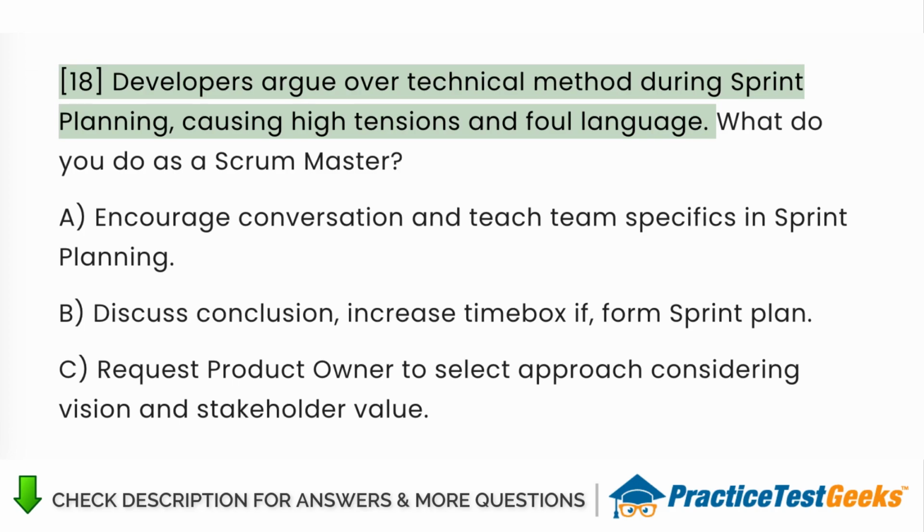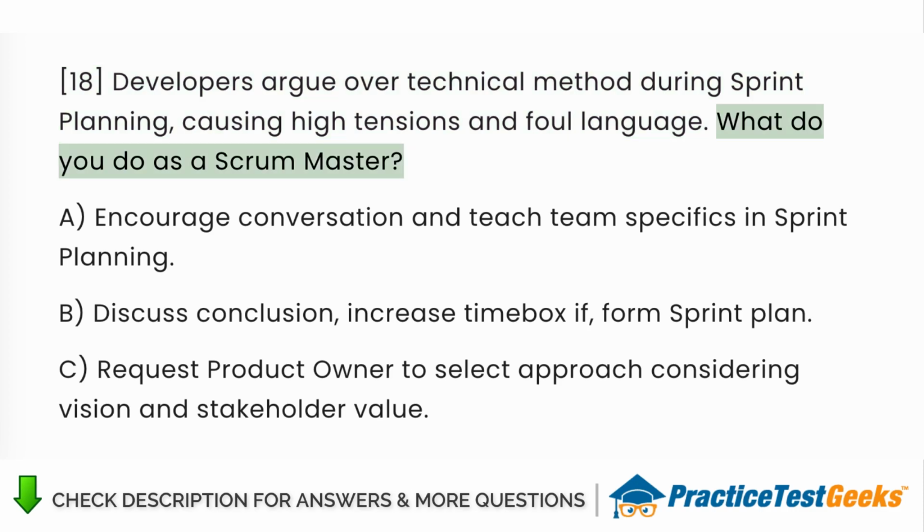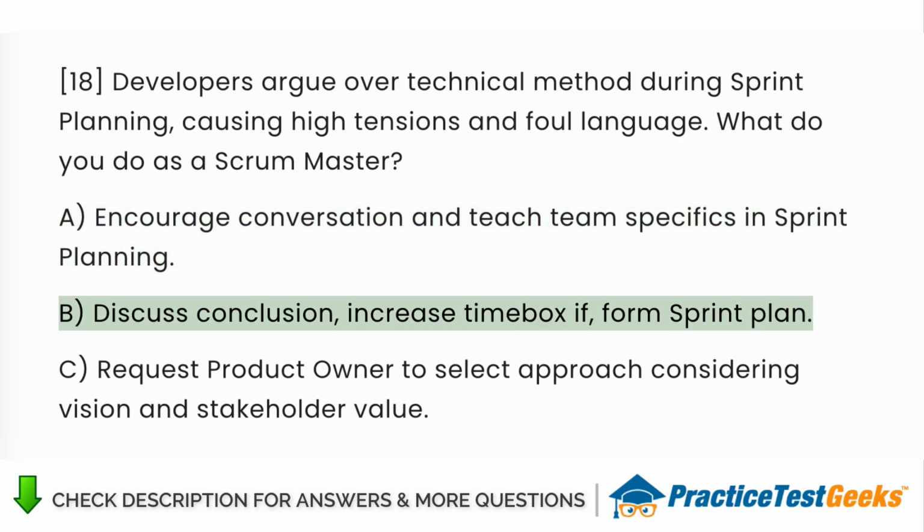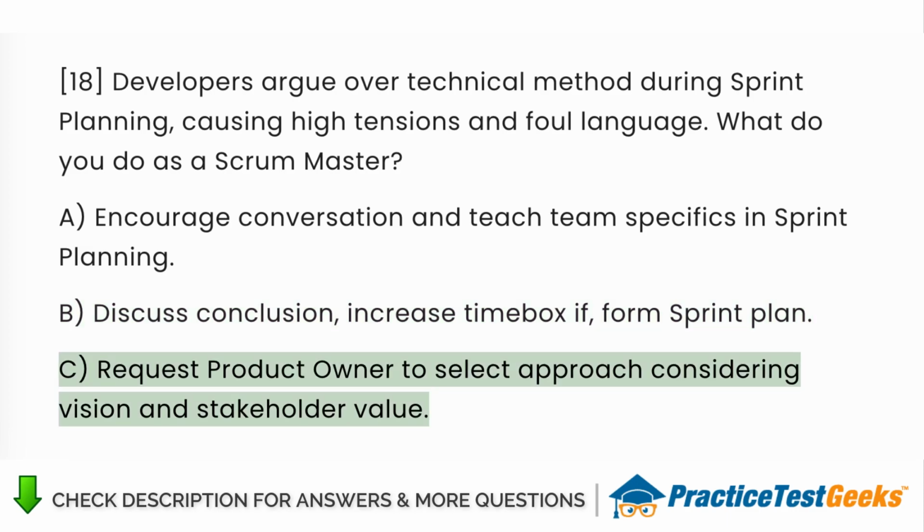Developers argue over technical method during sprint planning, causing high tensions and foul language. What do you do as a Scrum Master? A. Encourage conversation and teach the team specifics in sprint planning. B. Discuss the conclusion, increase the time box if needed, and form the sprint plan. C. Request the product owner to select an approach considering vision and stakeholder value.